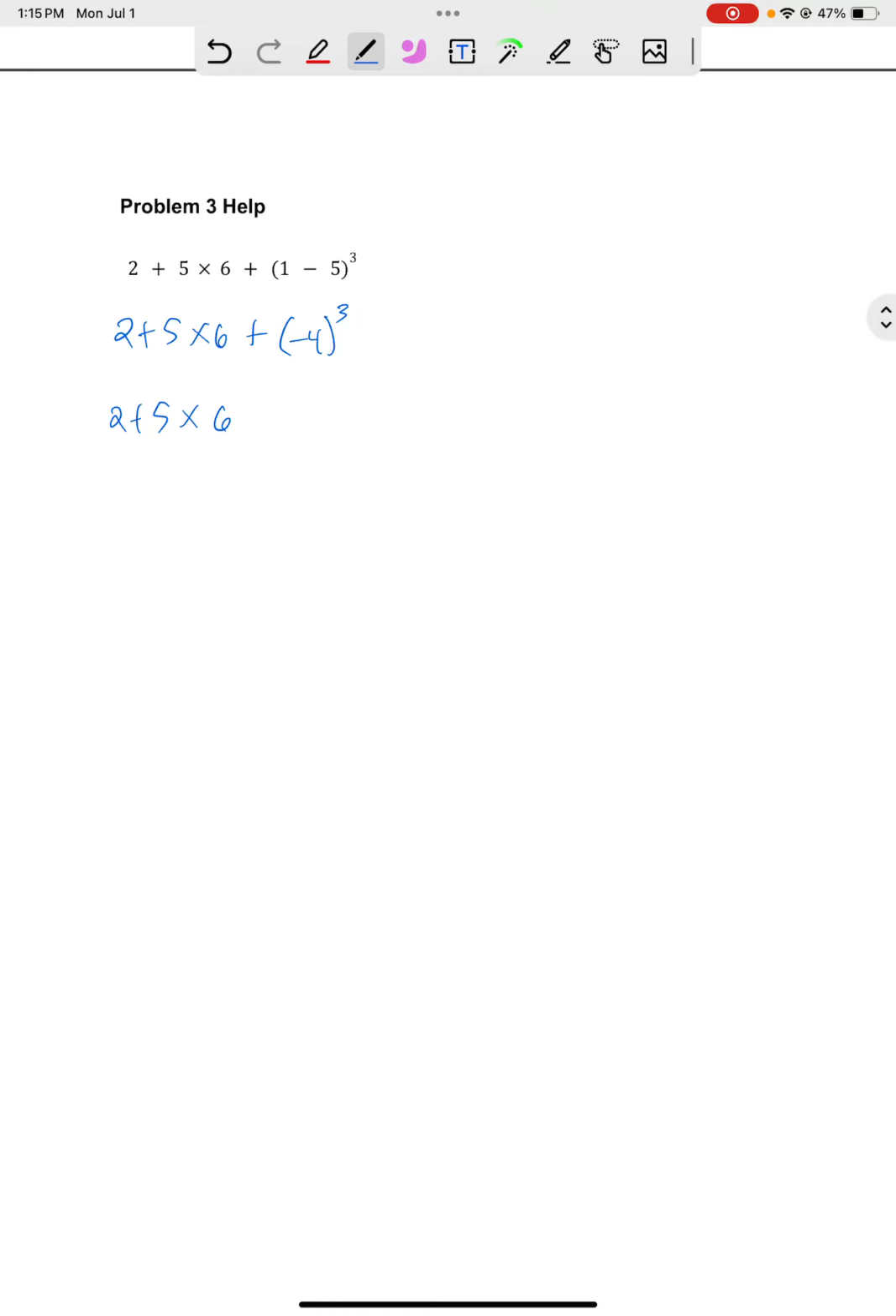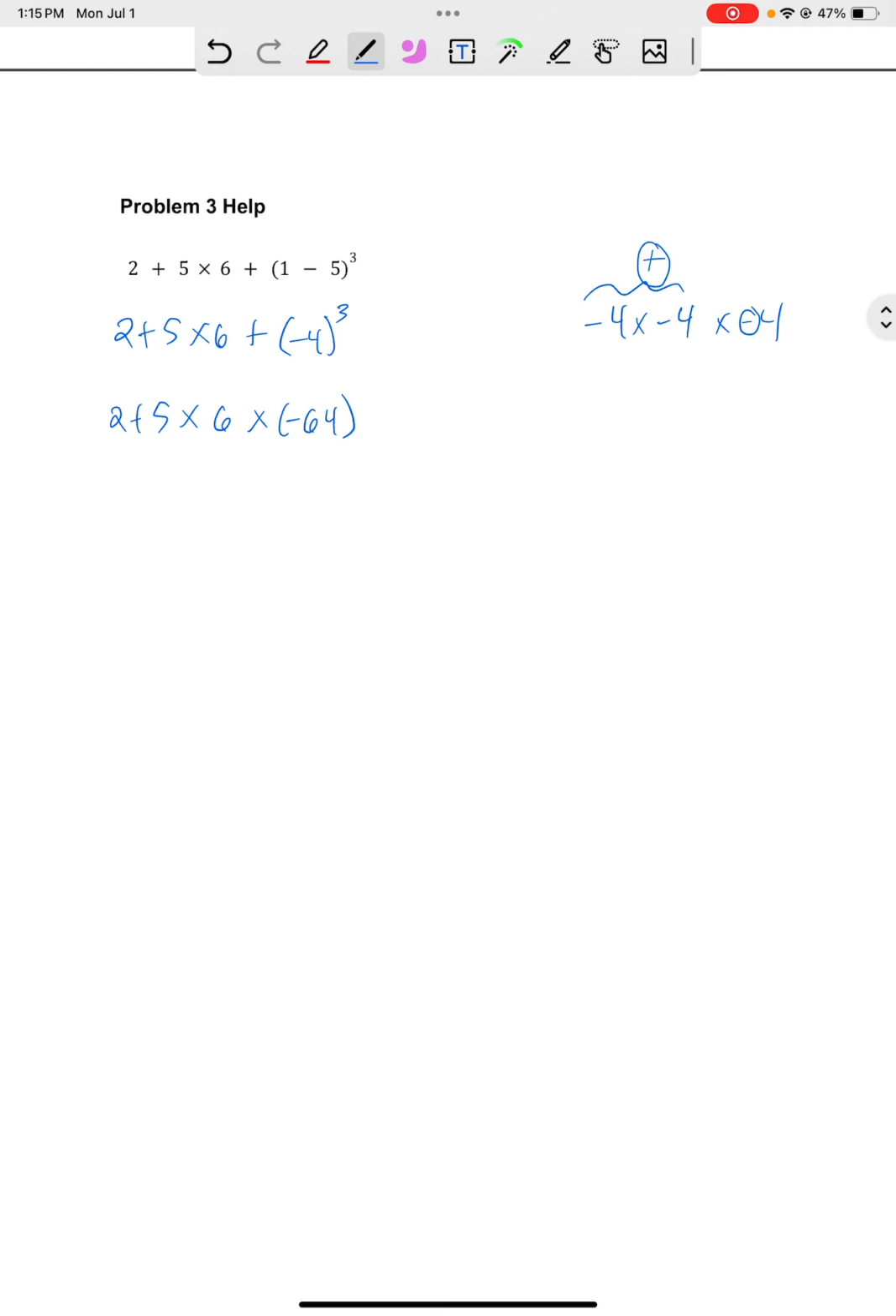Well, that means I would be doing negative 4 times negative 4 times negative 4. Since the first two negatives will cancel each other out, right? And so I got a positive, but then I'm doing a positive times a negative, so I'll have a negative. So I have times negative 64, okay? All right, so now I'm doing 2 plus 5 times 6 times negative 64.